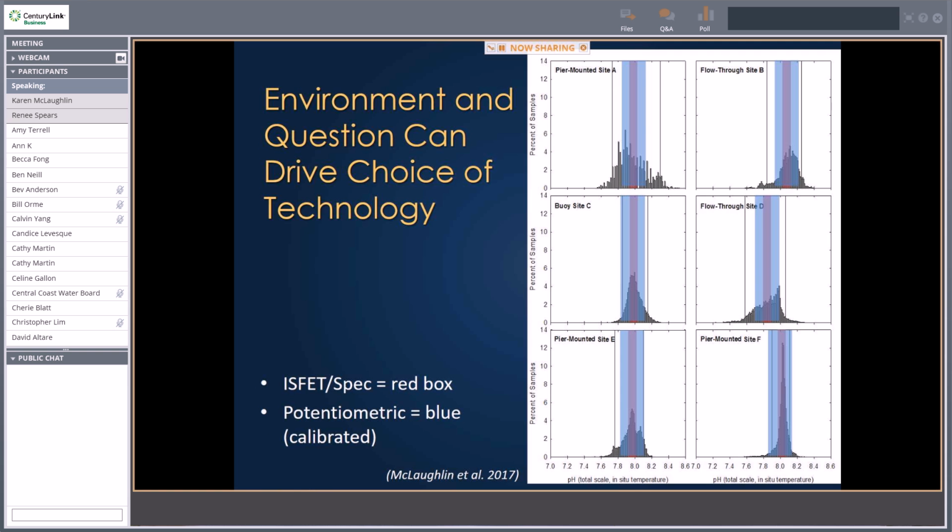So you can see that for a site that's in an enclosed bay or at the mouth of a slough where you have pretty high variability, you could probably get some decent data to characterize your system with a potentiometric sensor. But for an open ocean site that's on a pier, that potentiometric sensor is basically going to give you garbage. So that's an important consideration when you're trying to figure out what type of sensor to choose for your system.